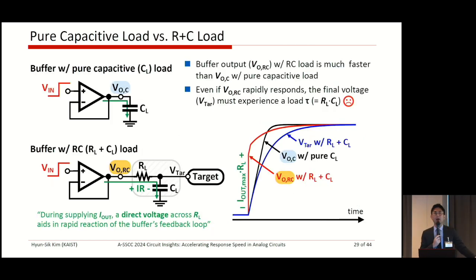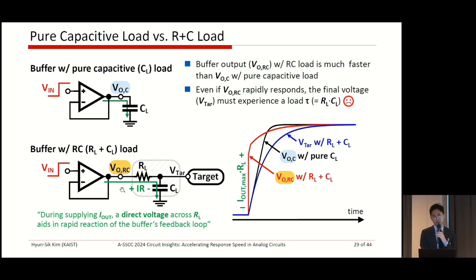Okay. So far, we have discussed the design with a pure capacitive load. How about a buffer driving an R plus C load? With an RC load, the real response is totally different. How about this? This is a transmission line with parasitic resistance and parasitic capacitance. This is our real target signal to be delivered, but this is the buffer output.